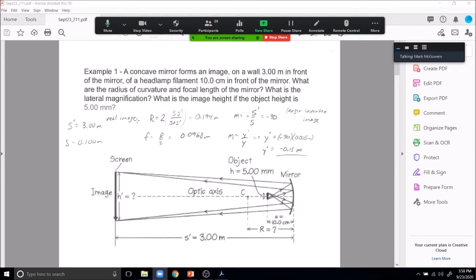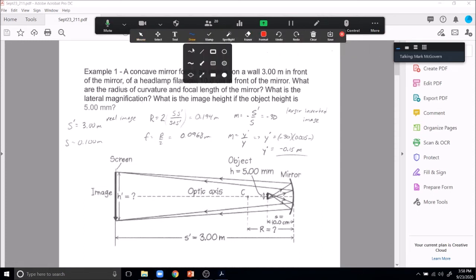To get the radius of curvature, we use the equation: 1 over S plus 1 over S prime equals 2 over R. I rearranged the equation algebraically and solved for R, and the radius of curvature comes out to be 0.194. We divide that in half, and we get our focal length to be 0.0968.